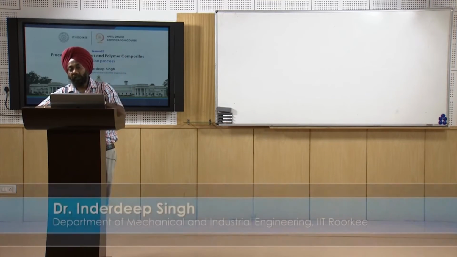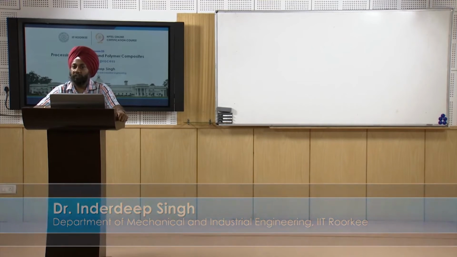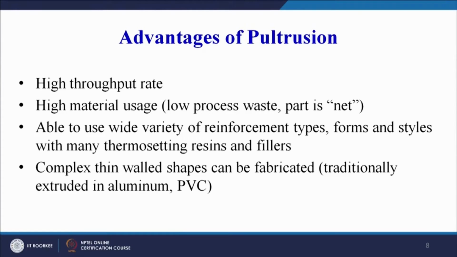Once the near net part is produced, it means the fiber that we are using, the resin or the polymer that we are using is getting utilized efficiently and effectively. There is no wastage of the material happening in the pultrusion process. It is able to use a wide variety of reinforcement types, forms and styles with many thermosetting resins and fillers. So the process is quite versatile.